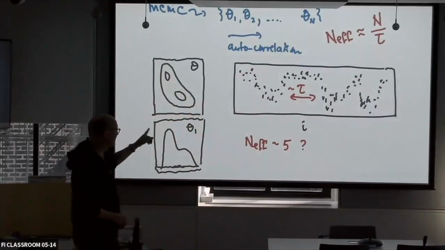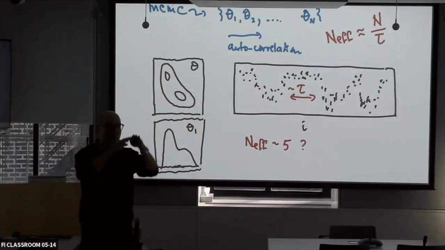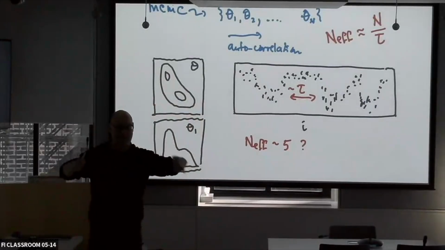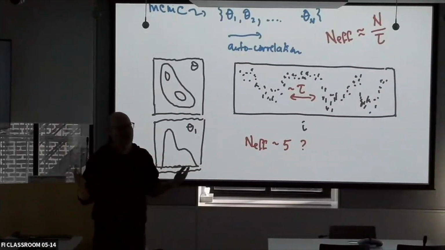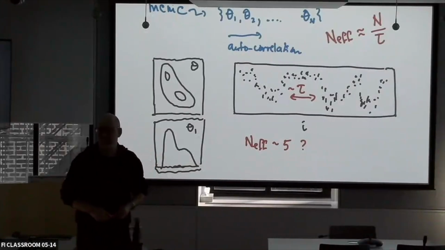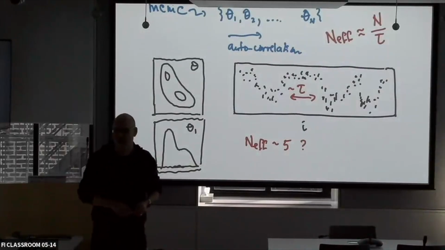There's even, but tests like this are good even for unimodal. Even if you just have a Gaussian looking thing, if it takes ages for the sampler to get from one side of it to the other side and back, then your autocorrelation time is long. Are you looking at what one walker is doing here? Yes, this is one walker.